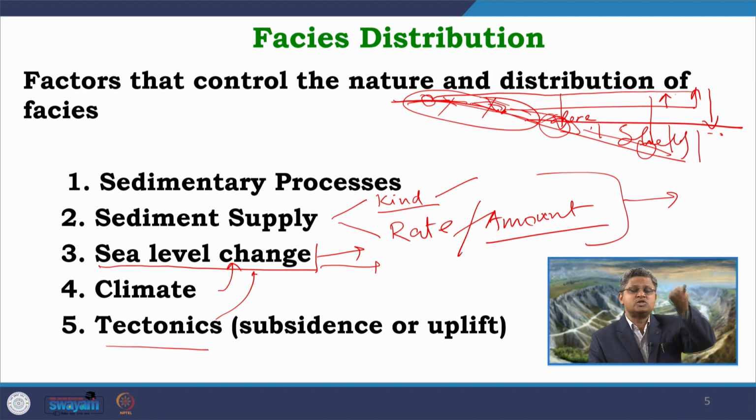If the source area is going up, it is exposed to more erosion, which will lead to more supply of sediments. If the source area is going down, erosion will be less, so there will be less supply of sediments. So, these are local effects, local changes in terms of basin scale tectonics, subsidence, and uplift, and those changes will lead to a change in the nature and distribution of the facies, as they will lead to a change in the energy conditions.